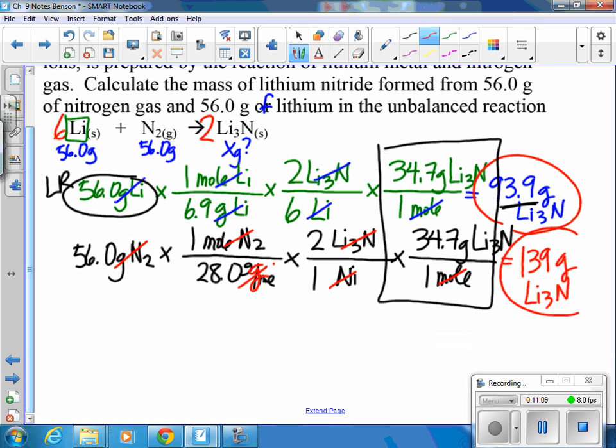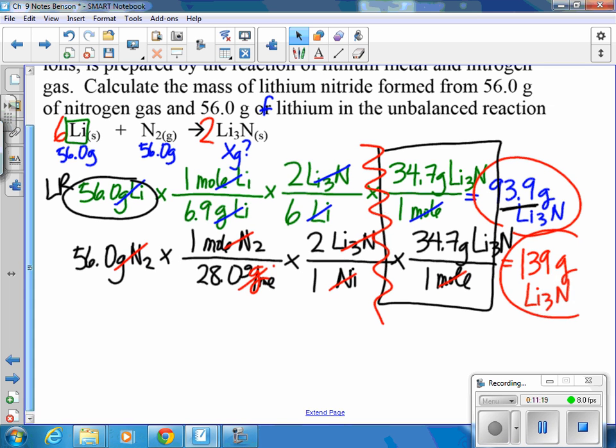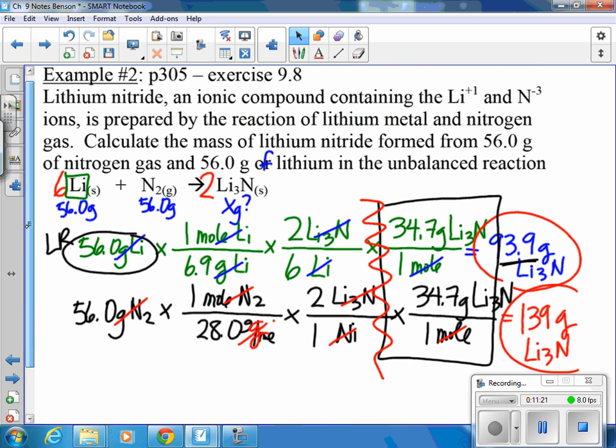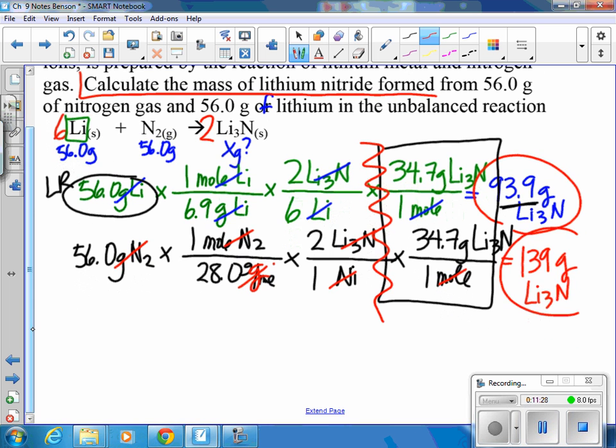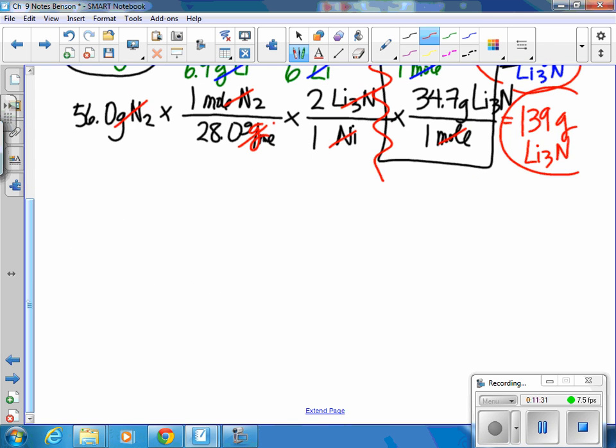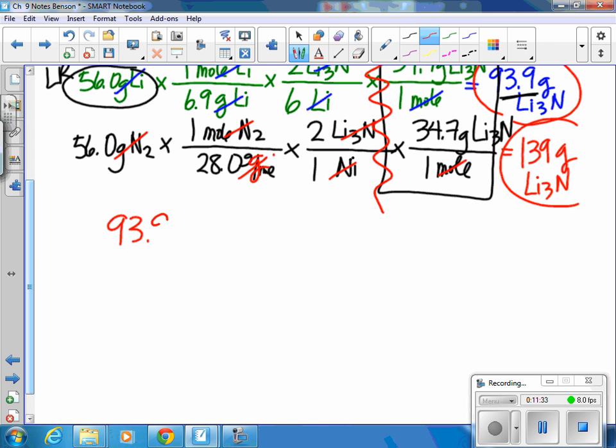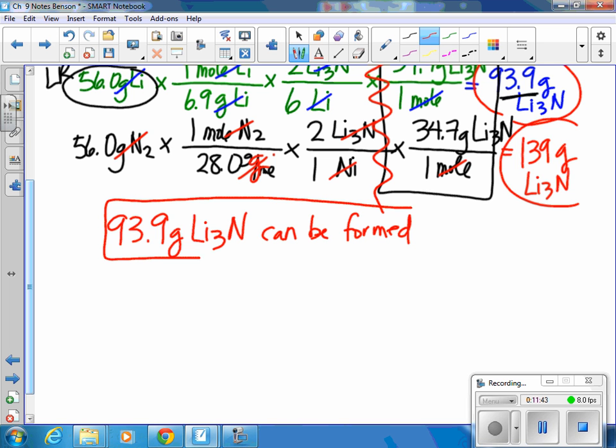So I could have stopped right here and figured out my limiting reactant, or I can go all the way into moles. Okay, but the question that it asks in this one, this is the reason I did do that, it says calculate the mass of the lithium nitride formed. So how much can I form? And the final answer is going to be the 93.9 grams. So I can form 93.9 grams of lithium nitride. So I'm formally answering that question now.